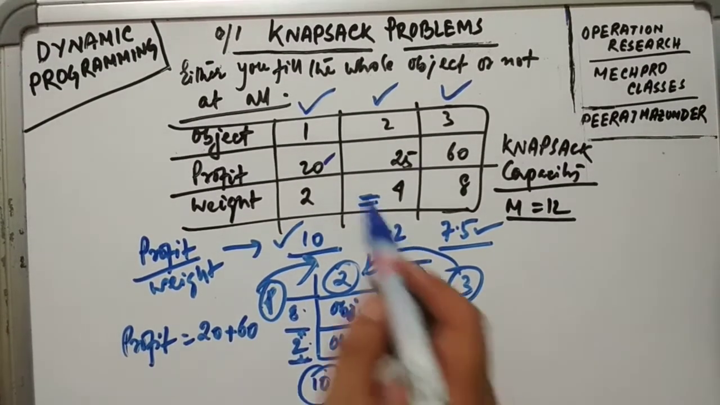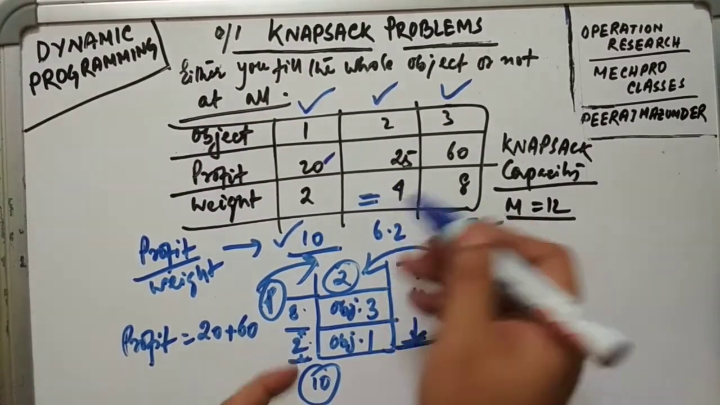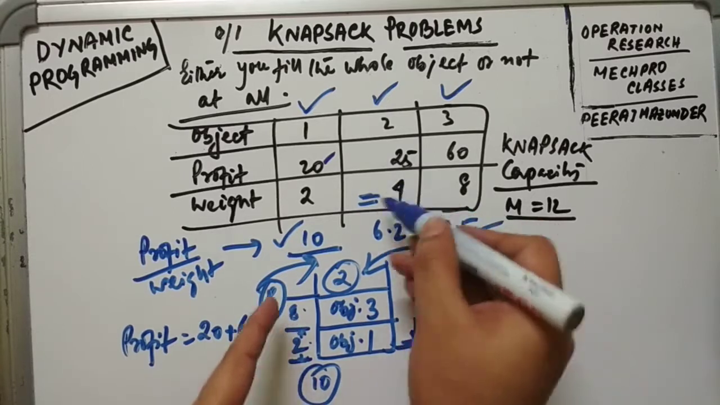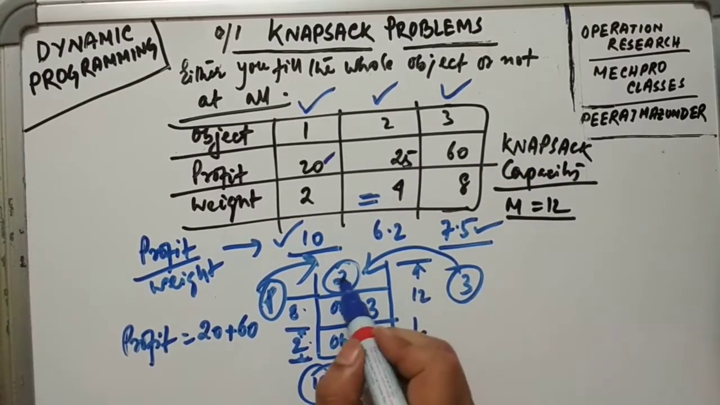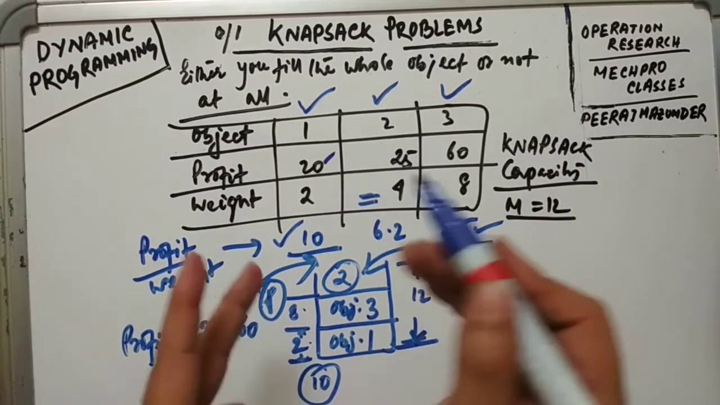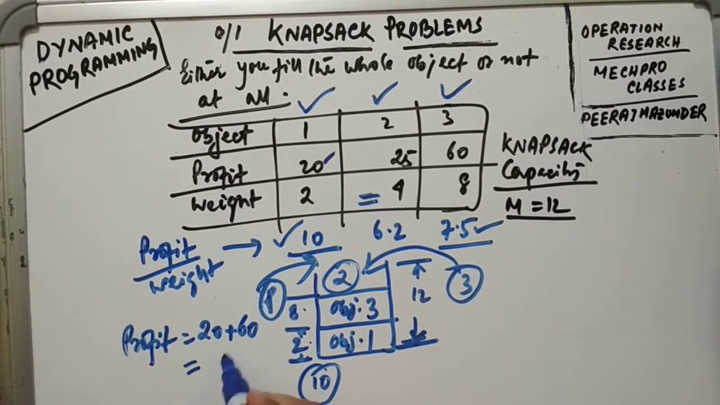Look, this is the 0-1 knapsack problem. This is not like the previous one. We cannot fill it in a proportional way. So either you fill it or not at all. So we cannot fill with this one, as we cannot split the object. So our maximum profit will be 60 plus 20, that is 80.